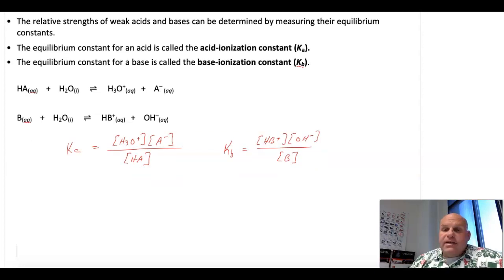As we think about acid and base reactions, we can think about what these Ka and Kb values tell us. First of all, it's the relative strength of the weak acid. The larger the Ka value, the stronger our acid. And then there's a relationship between our acid and our conjugate base, and also a relationship between Ka and Kb.